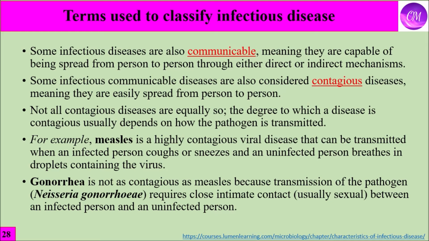Not all contagious diseases are equally so. The degree to which a disease is contagious usually depends on how the pathogen is transmitted. For example, measles is a highly contagious viral disease that can be transmitted when an infected person coughs or sneezes, and an uninfected person breathes in droplets containing the virus. Gonorrhea is not as contagious as measles because transmission of the pathogen requires close, intimate contact, usually sexual, between an infected person and an uninfected person.